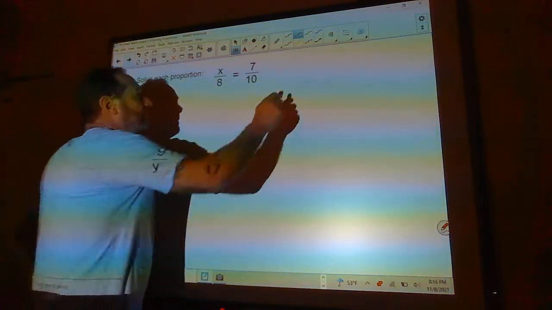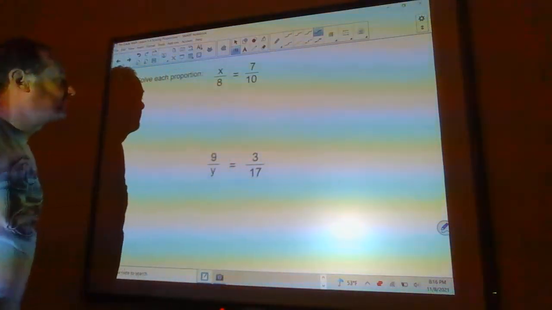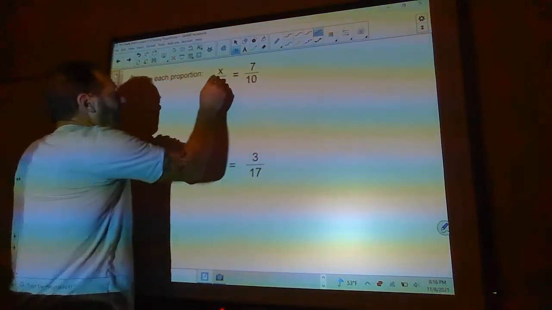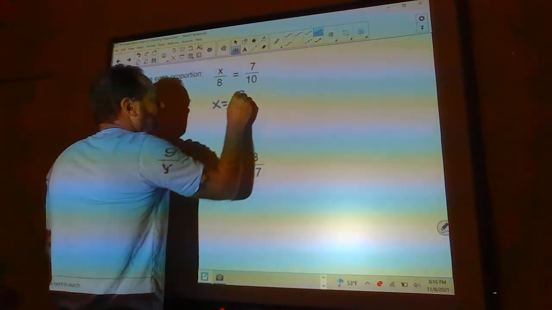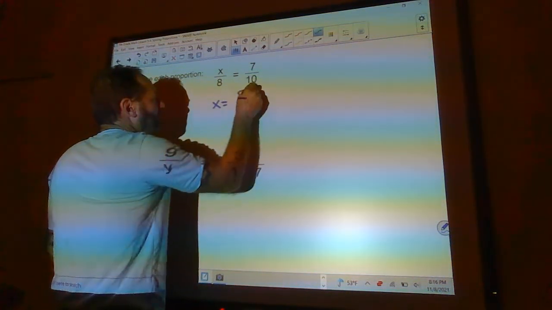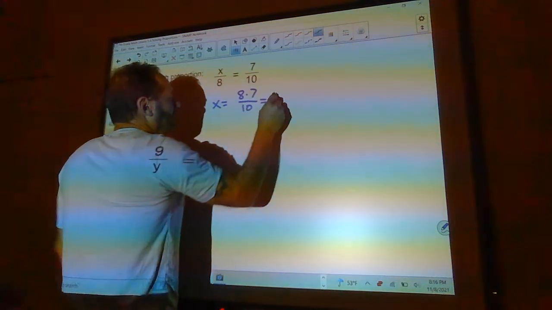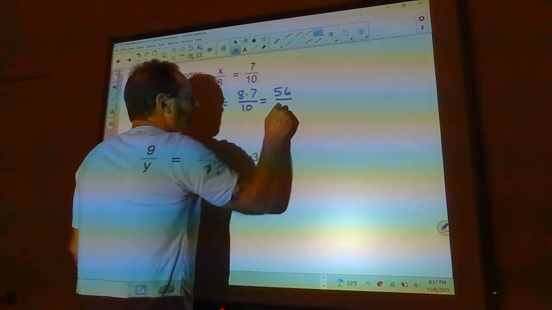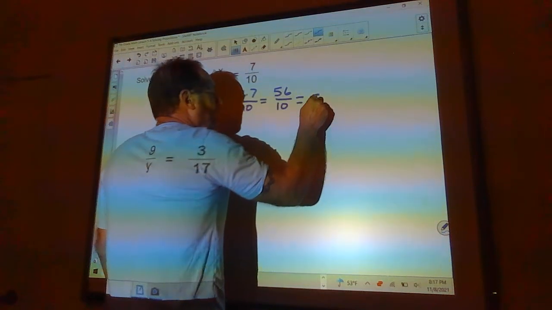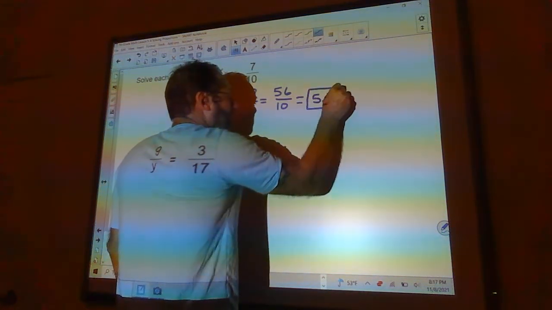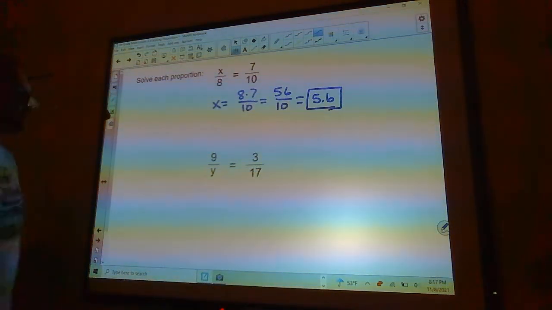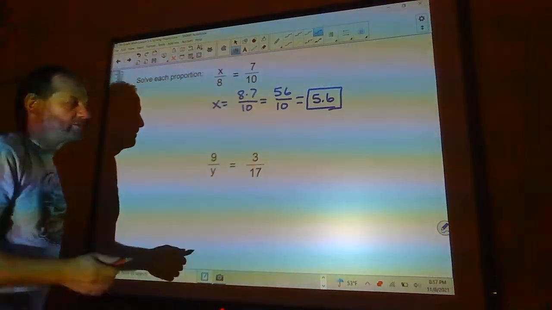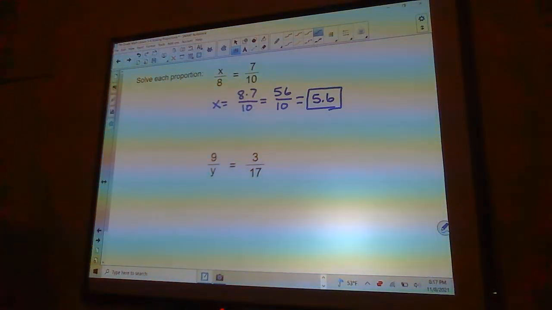So let's do these. We'll do this first one together. Again, x is going to be 8 times 7 divided by the other number, which is 10. So this is 56 divided by 10, which is 5.6. Okay, you pause the video, do this problem, and then jump back on here and make sure you got it right.